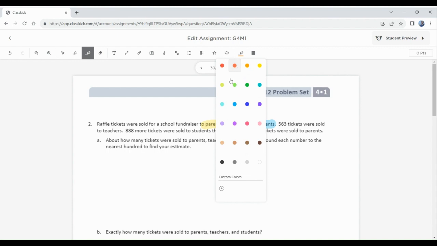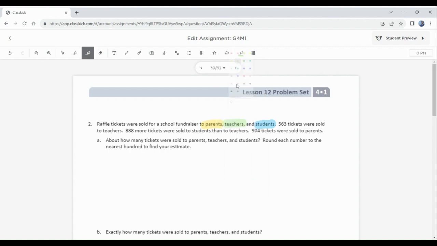563 tickets were sold to the teachers. So my teachers being green, I'm going to try and highlight that part in green. Were sold to teachers. 888 more tickets were sold to students than teachers, and 904 tickets were sold to parents.